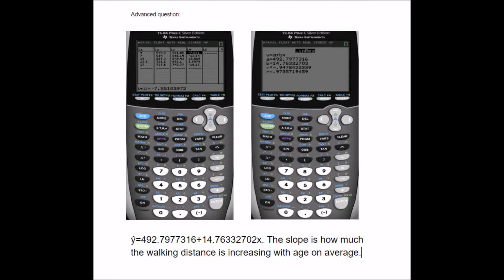So you get the equation y hat equals 492.7977316 plus 14.76332702x. That means that the slope is how much the walking distance is increasing with age, on average.